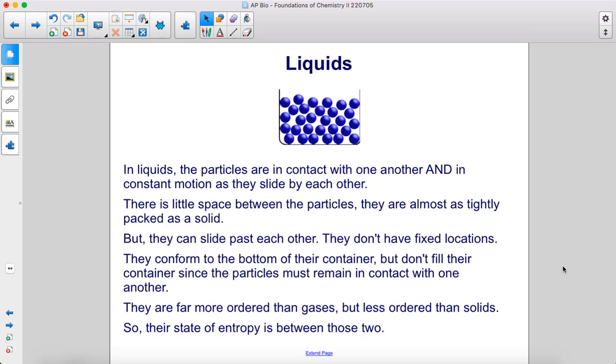In liquids, the particles are in contact with one another and in constant motion as they slide by each other. There is little space between the particles. They are almost as tightly packed as a solid, but they can slide past each other. They don't have fixed locations. They can form to the bottom of their container, but don't fill their container since the particles must remain in contact with one another. They are far more ordered than gases, but less ordered than solids. So their state of entropy is between those two.